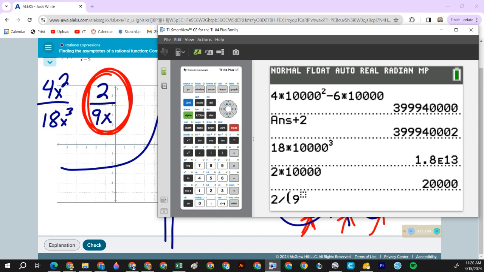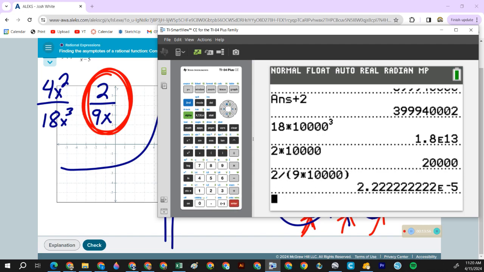Oh, that's not what I wanted. So 2 divided by 9 times 10,000. What is that number? Essentially, it's tiny. Tiny, tiny, tiny, right? 0.0002.